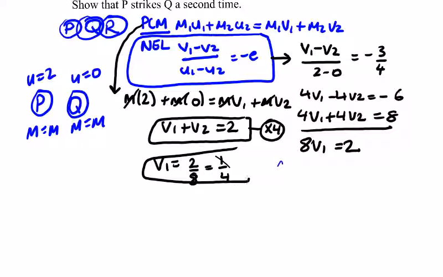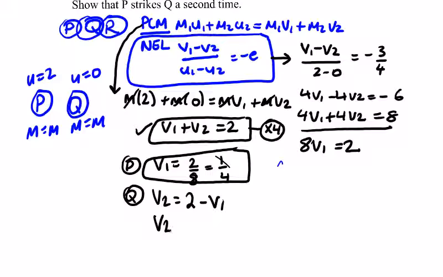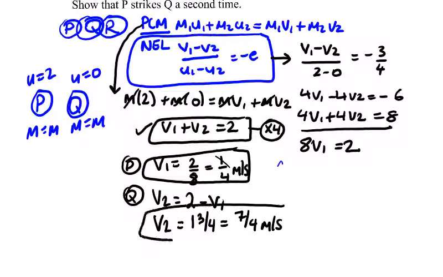So that's the velocity of P. The velocity of Q is v2. v2 is equal to 2 minus v1 from this equation. So v2 is equal to 2 minus 1/4, which is 1 3/4, which is equal to 7 over 4 if you want to write it like that. And we'll put in our units, meters per second. So I have the speed of P, and I have the speed of Q.